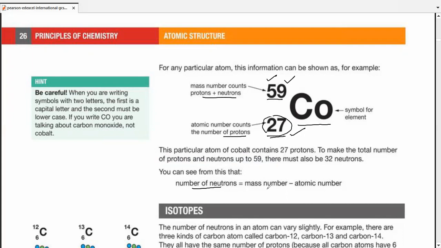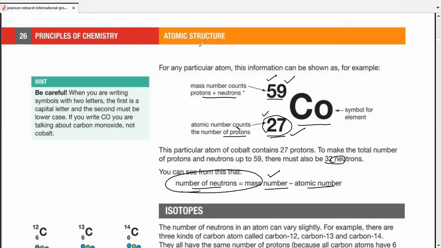The number of neutrons would be mass number minus atomic number. Because this one already has protons, this one has protons and neutrons. Subtract these two numbers, and you'll get the number of neutrons, something which is a common question in IGCSE exams. And it's pretty easy to work with. 59 minus 27, 32 neutrons in cobalt.